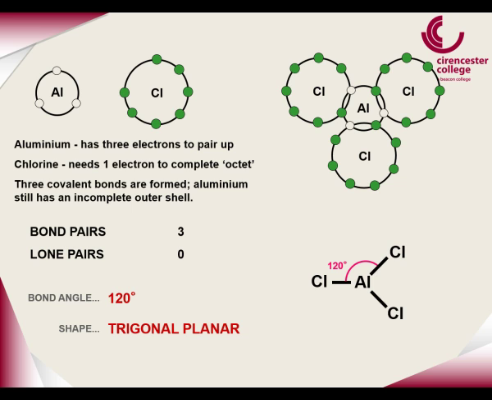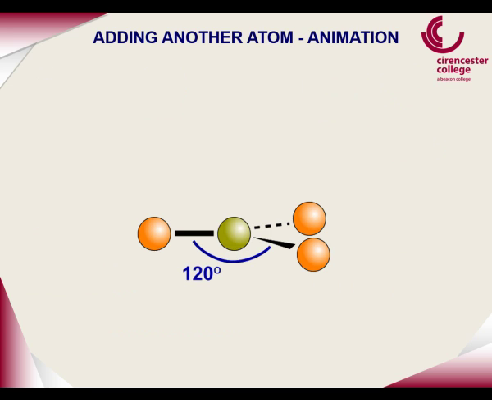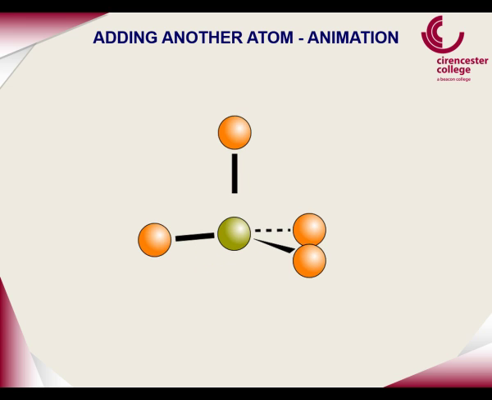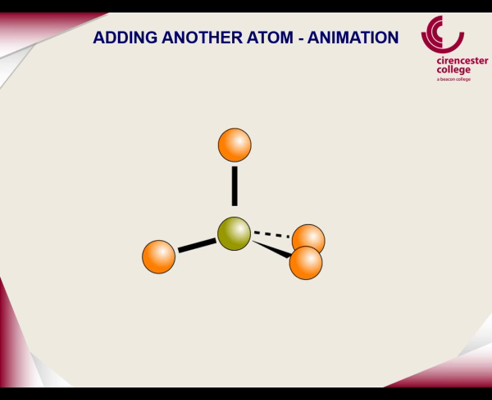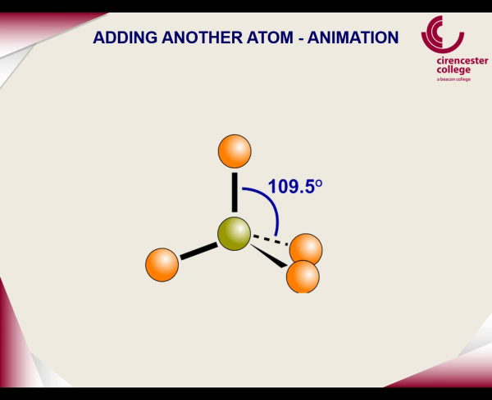So in this case, you've got 3 bonded pairs, no lone pairs. Therefore, for aluminium to keep the chlorine atoms as far away as possible is having them at a 120-degree angle. We call these structures trigonal planar. Going from aluminium chloride to a structure with 4 groups around it, you can see from the animation that we're going towards a tetrahedral structure.